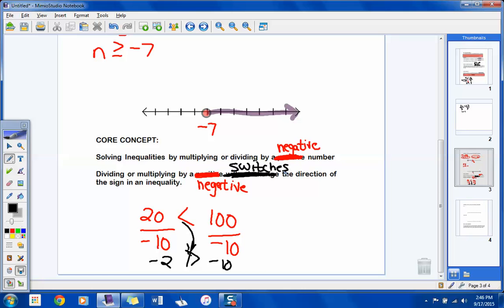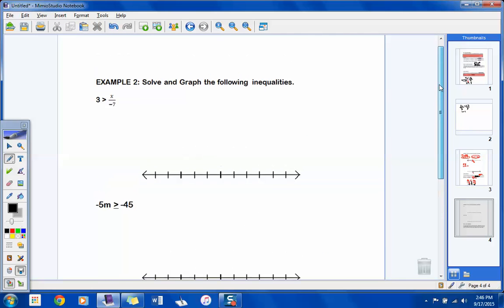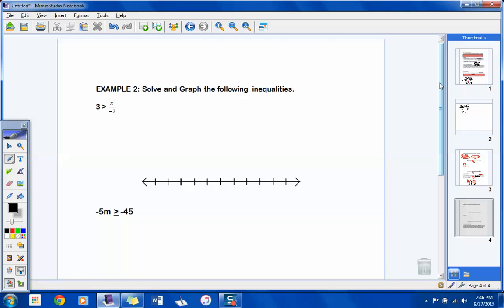Okay, so let's flip over here to the next page. Last one here we're looking at. Guys, in this example right here, we're trying to solve the following inequality, then we want to look at the graphic. It says 3 is greater than x divided by negative 7. So isolating x is still our goal. How are you going to undo that division of negative 7? Multiply by negative 7. Now here's the kicker. You say multiply by negative 7 on both sides.